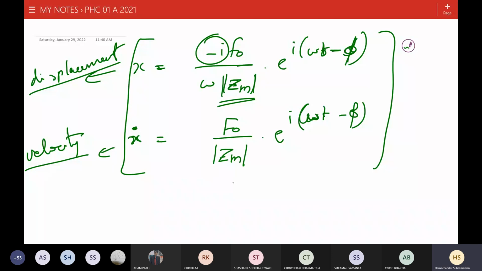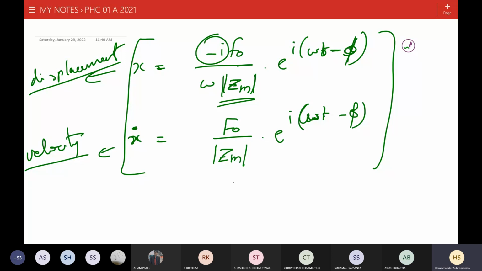Why is there a phase difference between position and velocity in a simple harmonic oscillator? Pi by 2, sir. Because when the displacement is minimum, the velocity is maximum. Yes, exactly. That is exactly why.